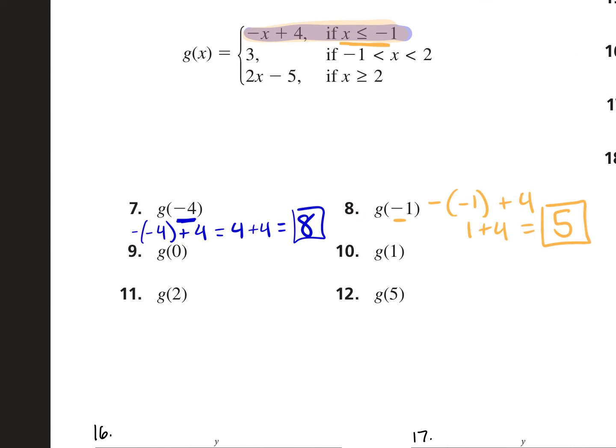All right, let's jump down to 11. What piece does 2 belong to? First, second, or third? Third, because 2 is greater than or equal to 2. So we're looking at the third piece. So here I have 2 times 2 minus 5. 2 times 2 is 4, and 4 minus 5? Negative 1.